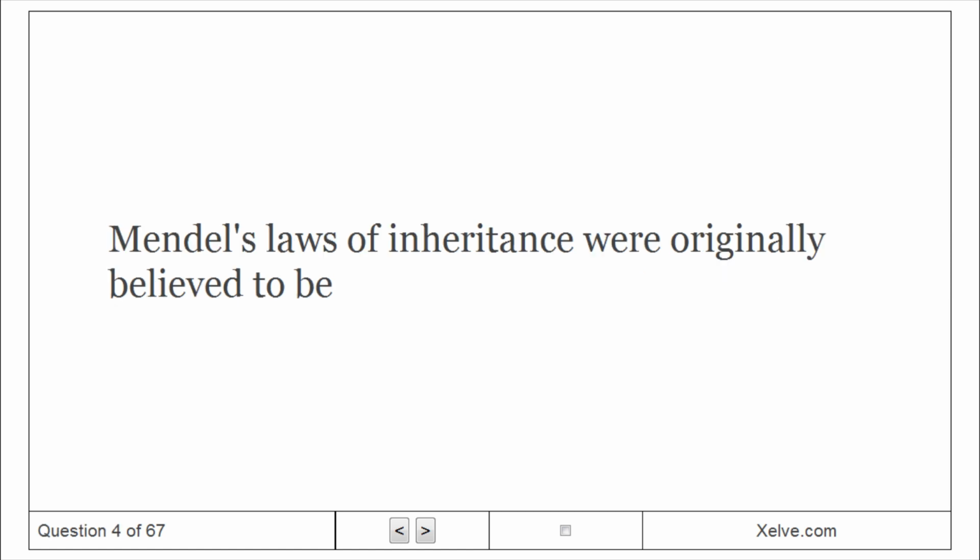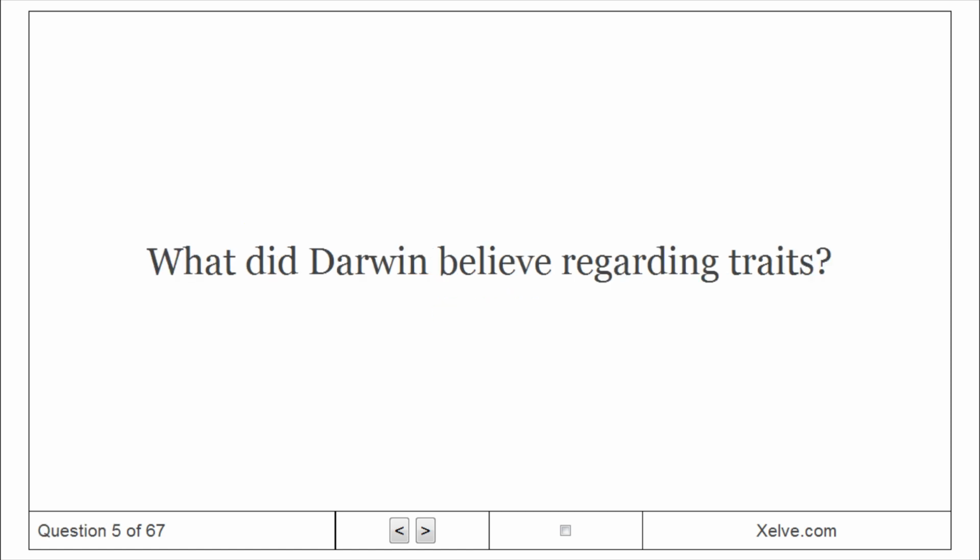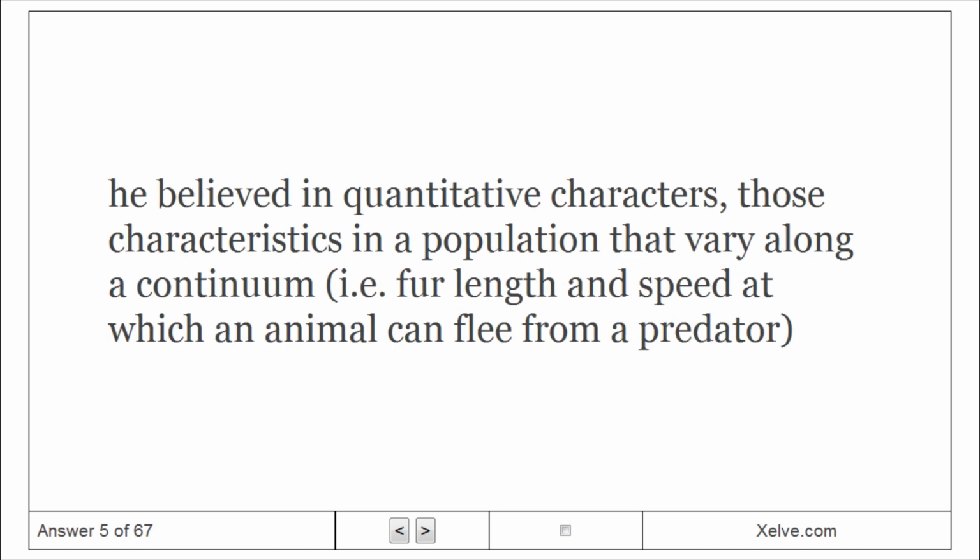Mendel's laws of inheritance were originally believed to be at odds with Darwin's theory of natural selection. What did Darwin believe regarding traits? He believed in quantitative characters, those characteristics in a population that vary along a continuum, i.e., for length and speed at which an animal can flee from a predator.